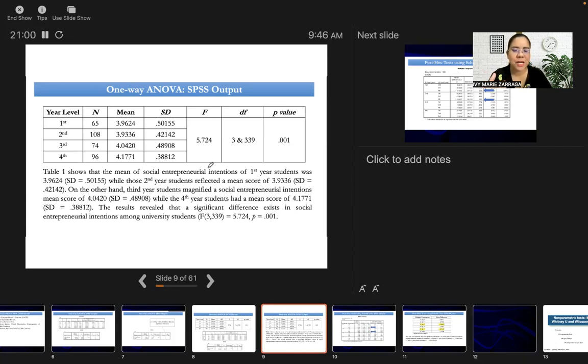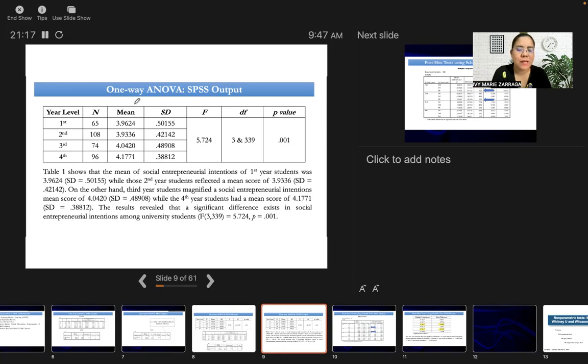Pagdating ng third year and fourth year, naging 4 na yung mean nila. So the fourth-year students had a mean score of 4.1771 with standard deviation of 0.38812. And then, so these are the descriptions.